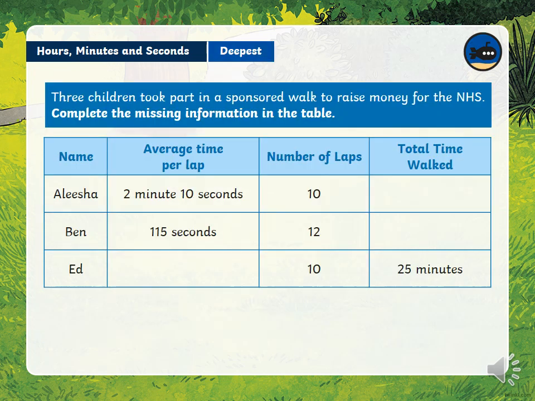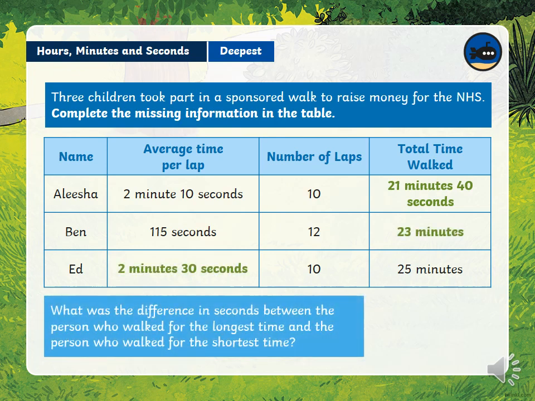Okay, so look at this table over here. 3 children took part in a sponsored walk to raise money for the NHS. Complete the missing information in the table. So pause the video for another 3 to 4 minutes, and what I want you to do is complete the table using the times that have been given in the other boxes to complete the empty boxes. So the answer here is 21 minutes and 40 seconds, 23 minutes, 2 minutes and 30 seconds.